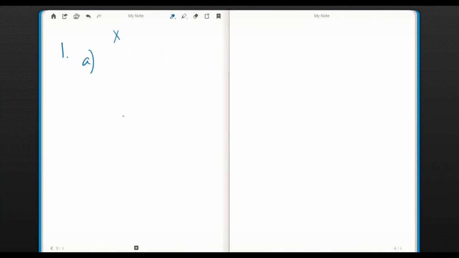Number one, it tells us that x is a number, and they want us to write down an expression for a number that is 3 more than x. Well, we've done that for a long time. We've just used numbers. 3 more than x means x plus 3.